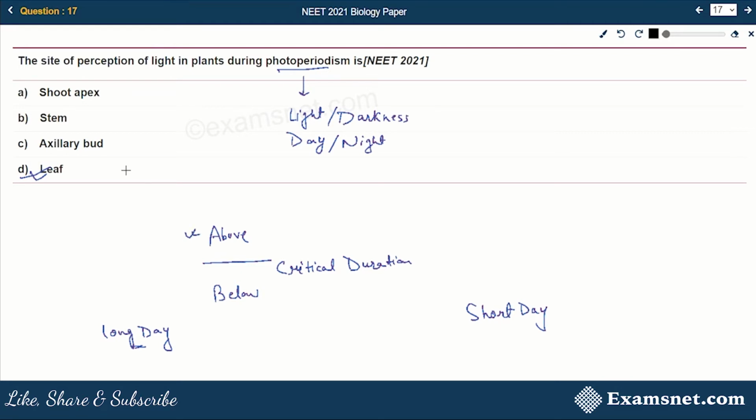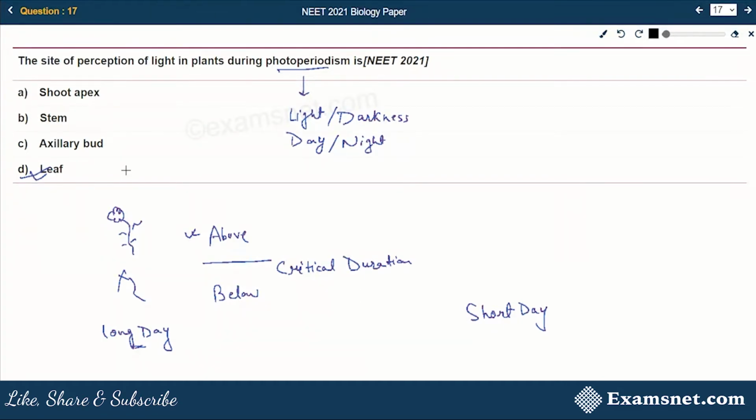That means if they are exposed to light for more than the critical duration, then flowering will take place. But if they are exposed for less than the critical duration, then no flowering will take place. Similarly, in short day plants, just the opposite will be the case.